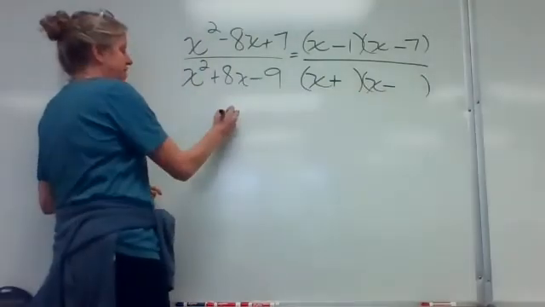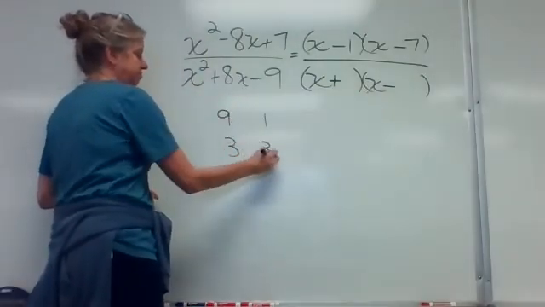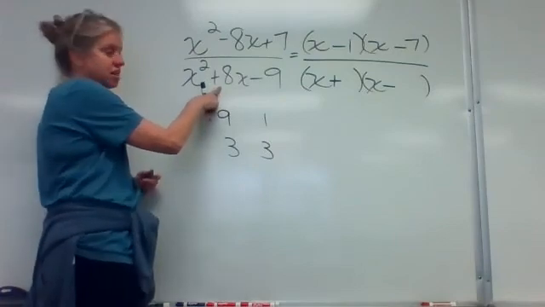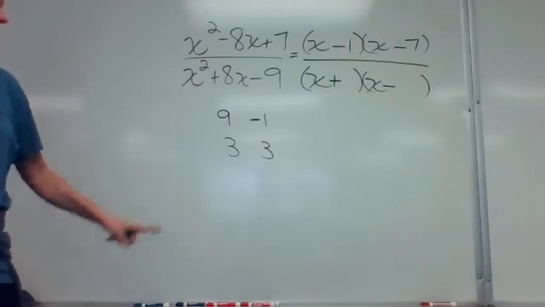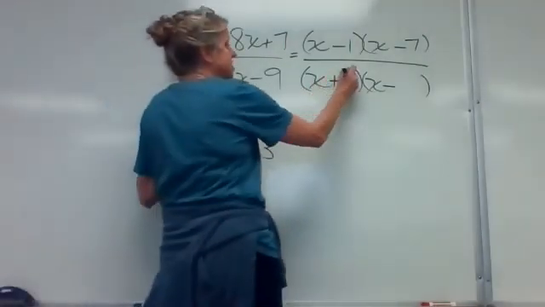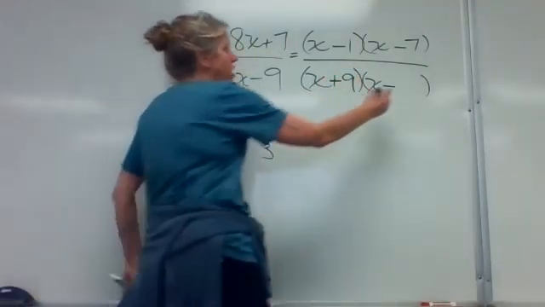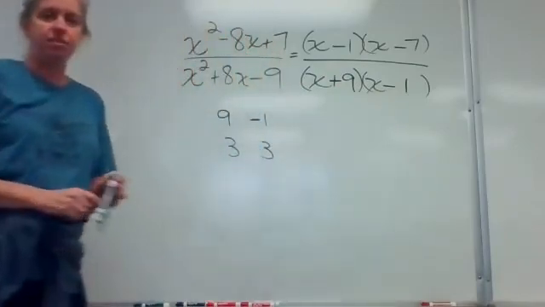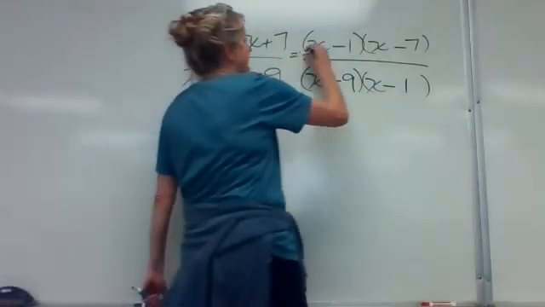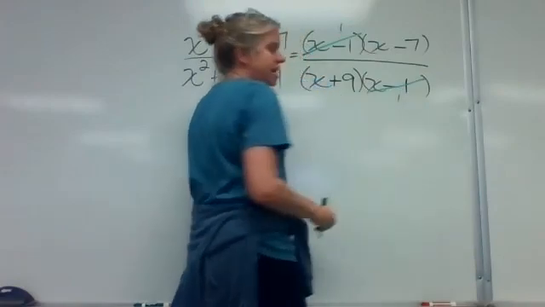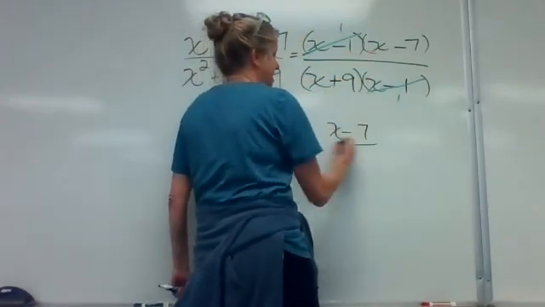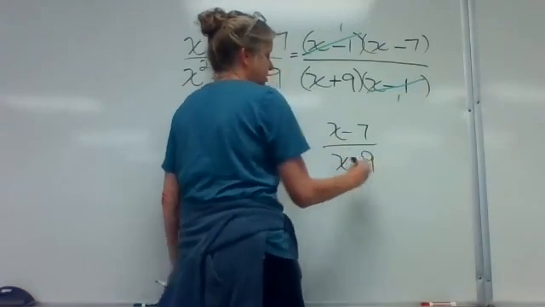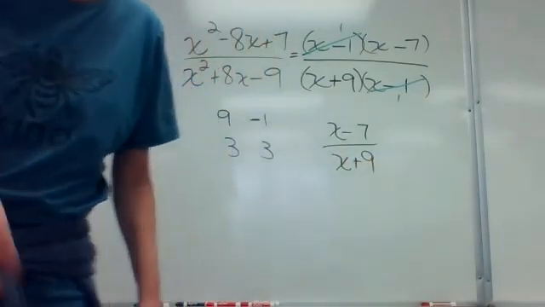So I'm looking at the factors of 9, and I'm trying to get an 8 using different signs. Well, look what 9 minus 1 is. So the 9 has to go with the positive. The 1 has to go with the negative, which means the x minus 1s cancel. So you're just left with x minus 7 over x plus 9.